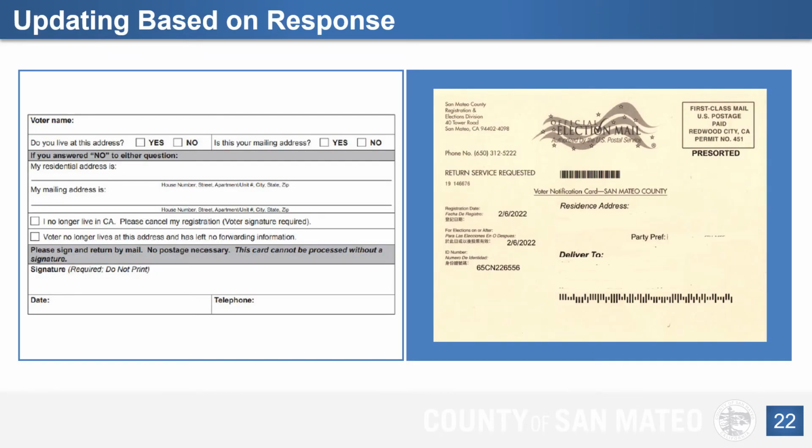As previously mentioned, if the voter responds to the address confirmation notice, we can update the record immediately. In county, updated voters will receive a voter notification card. The voter notification card lets a voter know that we have updated their registration. Voters should look this card over carefully to make sure the information is correct.